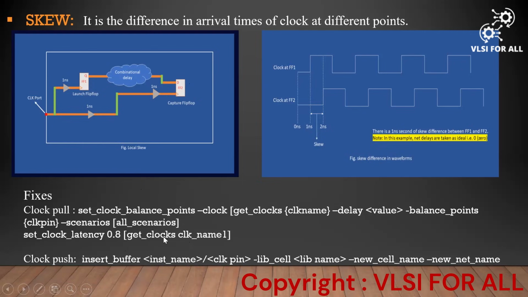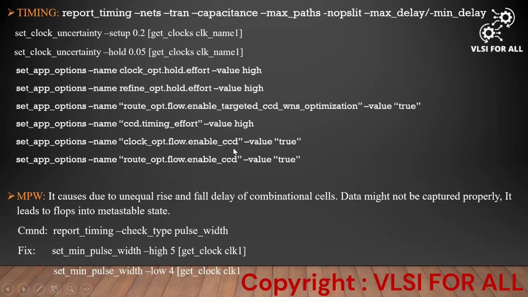Now moving to the other stage, timing. In CTS, as we discussed, timing is also one of the major factors which we have to look at. So this is the general command we use: report_timing -net, -trans, -cap, -max_paths, -nosplit, -delay_type max or min based on setup or hold. If it is max delay, it is setup, and if it is min delay, it is hold. Once we give the command, we'll get the timing report.